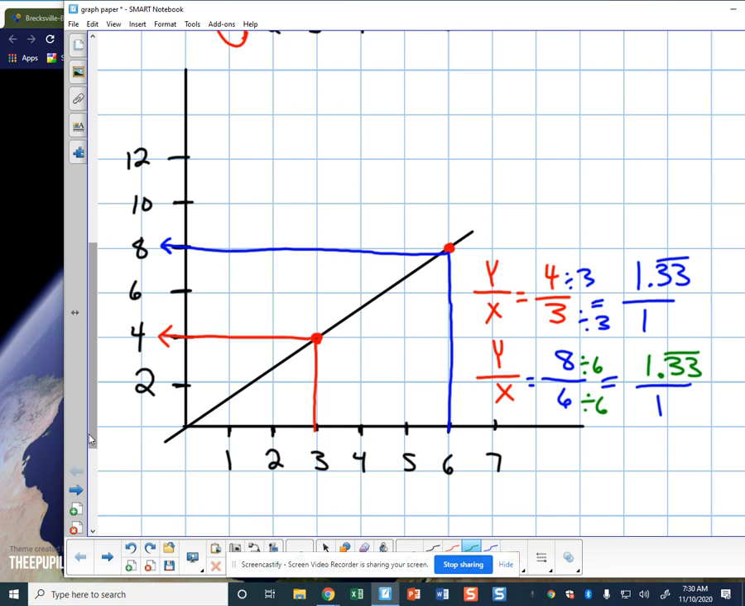1.33 repeated. So always look to find where you see easily read points and determine what your x is and what your y is, and use that to determine your unit rate.